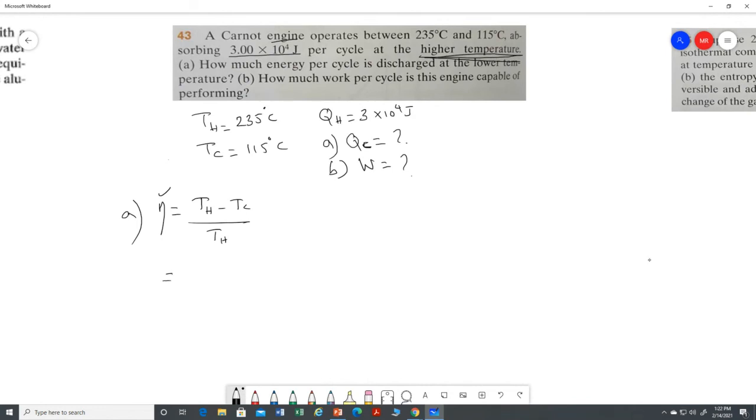What is your high temperature? 235 and low temperature 115, divided by TH. What is your TH, my dear? 235, but you have to convert it to Kelvin. Doctor, why the above one, you didn't convert it? My dear, even if you convert, you will get the same answer. Just before I told you, Celsius degree is equal to Kelvin.